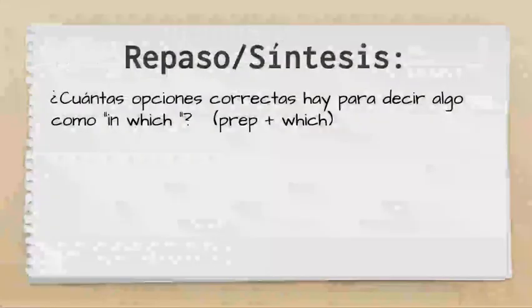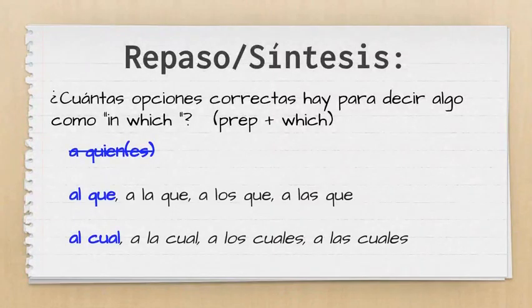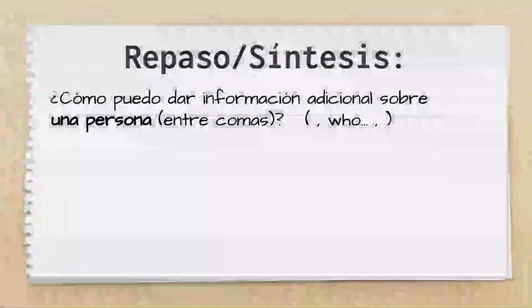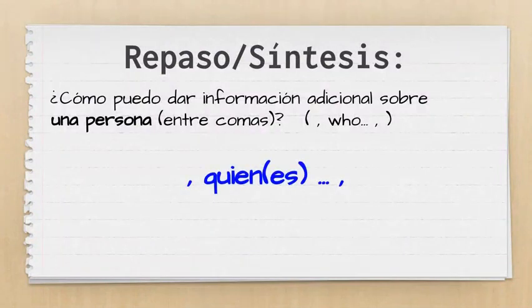Also, to say preposition with which when you're talking about objects, okay? Preposition which, like in which, at which. You can't use quien or quienes, because you're not talking about people, but you can use el que expressions and el cual expressions after that. If you want to give extra information about a person, like where we're doing a non-restrictive clause or giving information in between commas, you can use who for that situation, okay? So we would use quien or quienes to give extra information about people in between commas.